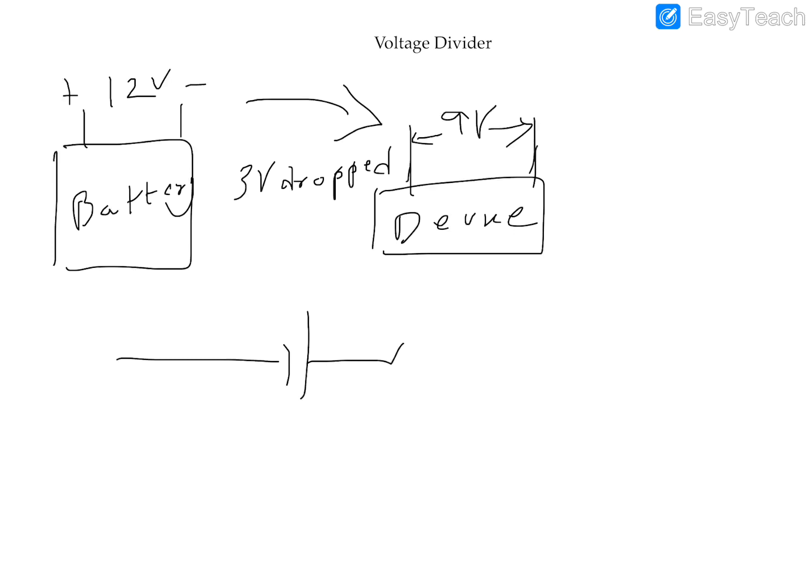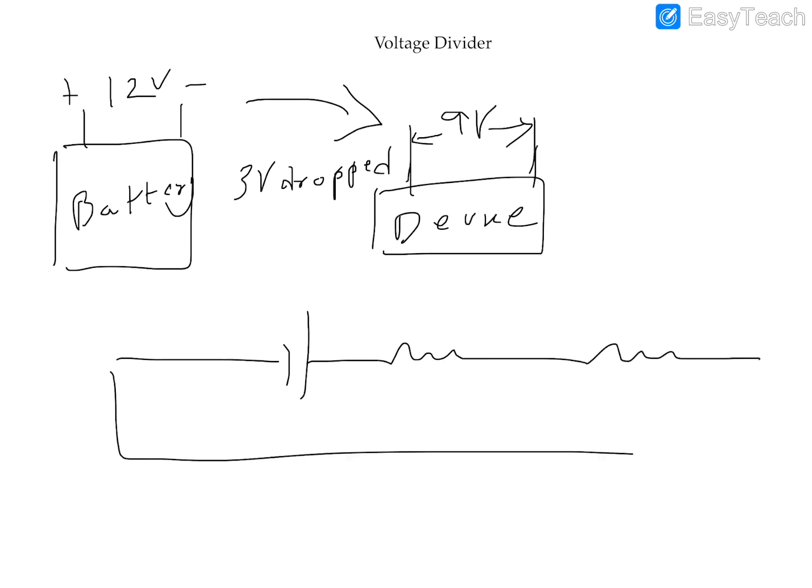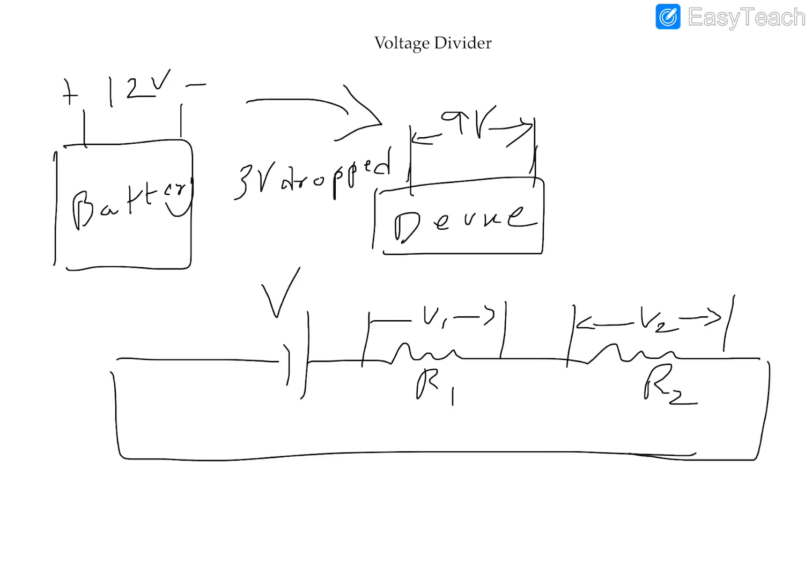When you have a supply and two resistors connected to it, the voltage will drop according to the value of the resistance. So depending on the values of R1 and R2, we're going to get different values of V1 and V2. If I'm going to connect my device across R2, I just need to design the circuit in a way that V2 is equal to 9 volts. Then I can take this voltage and feed it to the device.